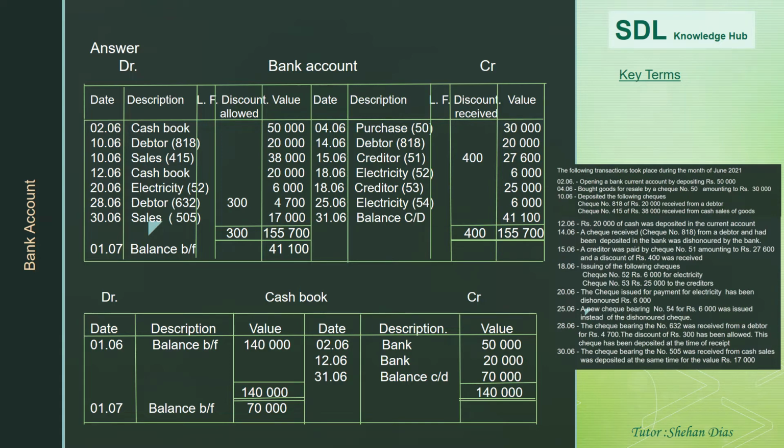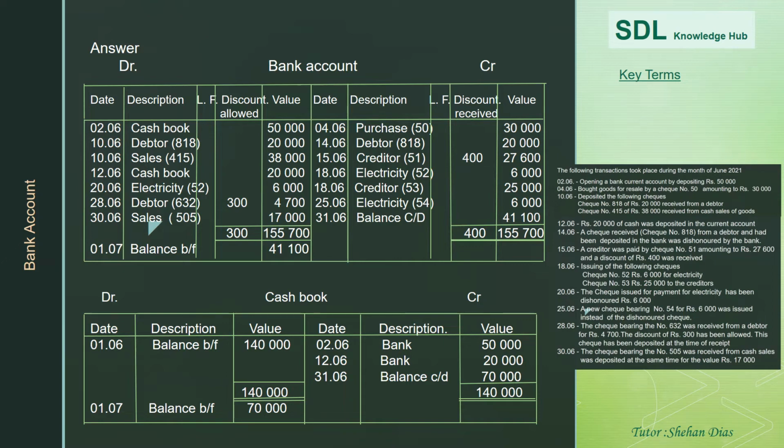And then balance the account by stating the balance carried forward and the balance carried down. So deduct from the credit side balance, you will get 41,100 as the balance carried down, which is the balance brought forward on the first day of the next period, that is 1st of July. So balance carried down will be the last day of that particular month, 31st of June.